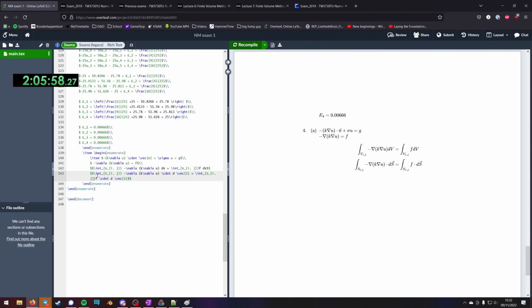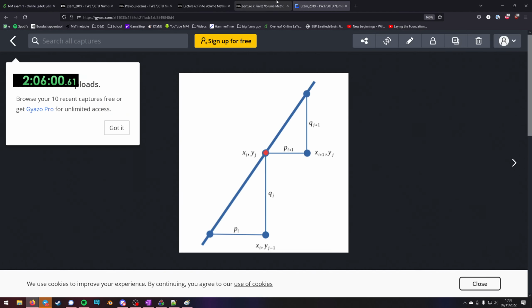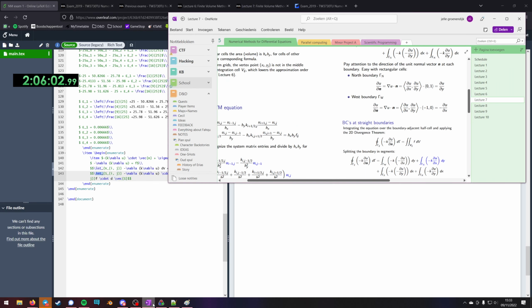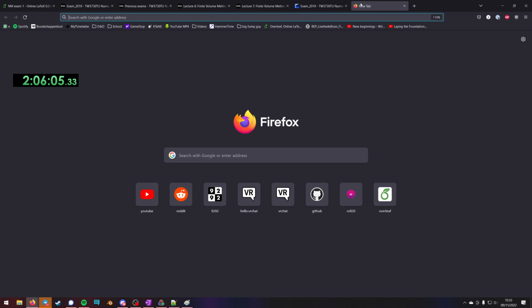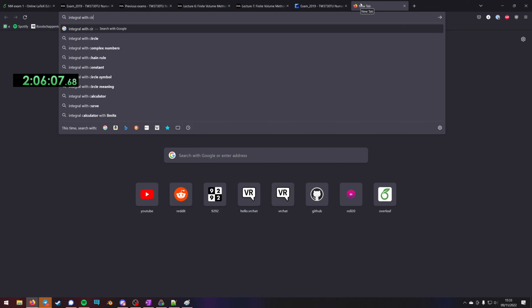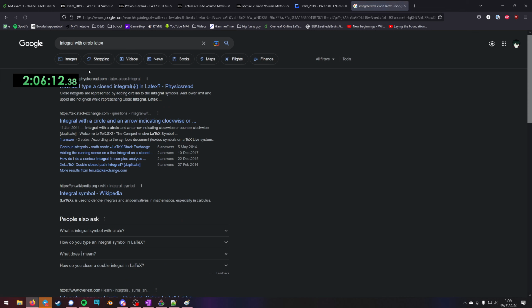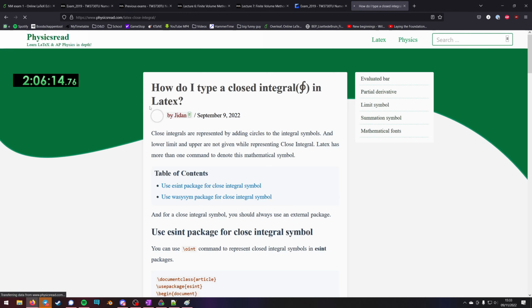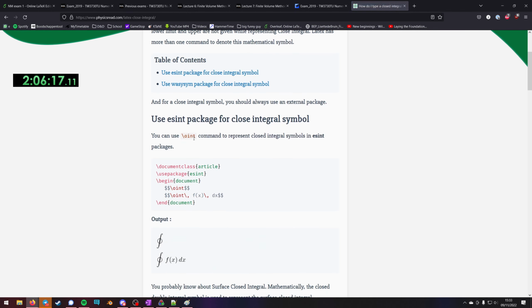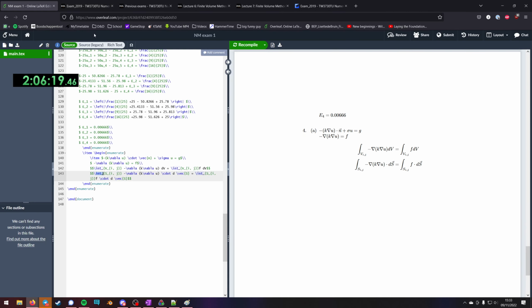And in reality, this should be one of those integrals with a circle in it, but I don't know how to make those in LaTeX. Yeah, me neither. How do I type a closed integral in LaTeX? Oh, oint. Well, sure. So oint, recompile. Hey, there we go. Fancy.